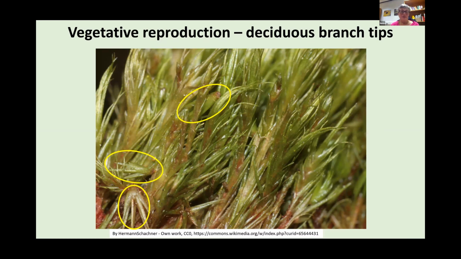Other methods of vegetative reproduction worth talking about are deciduous branch tips. So some species, especially of acrocarpous mosses, form cushions, and the tips of the cushion come away, and they have a little bit of stem and a few leaves attached to them, and you can see them in the picture circled. They can just fall down, and again they will produce a new plant from that. The genus Campylopus seems to be really good at doing that, and Dicranum is another genus that does that.